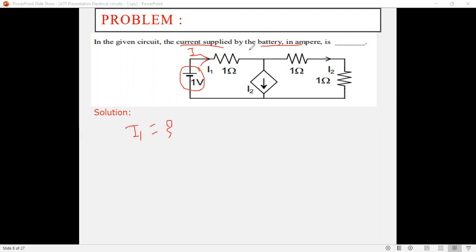Now what is given? See here, a 1 volt voltage source is given. Here it is a 1 ohm resistor. Then here it is a 1 ohm resistor. Again here it is a 1 ohm resistor. Now see, here one dependent source is there.